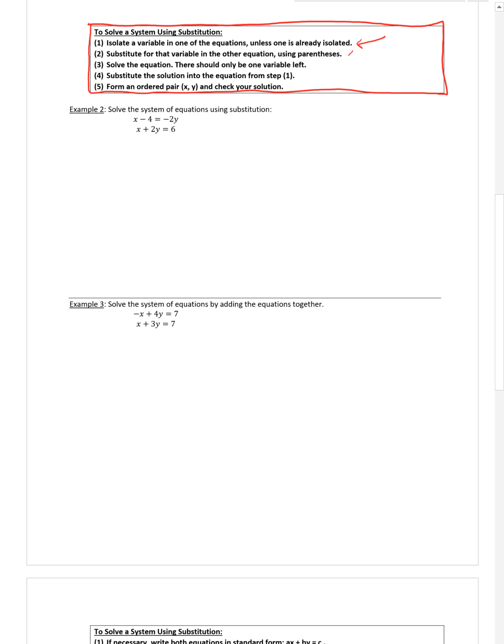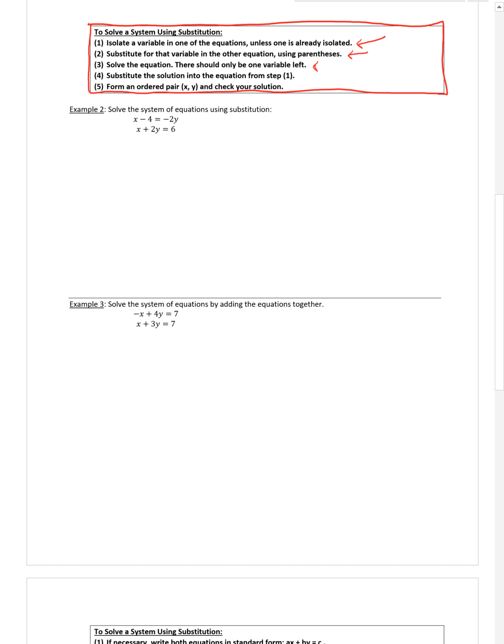And then once you have that, step 2 is you want to substitute for that variable in the other equation using parentheses. So you're going to rewrite the other equation that you haven't looked at yet and substitute into that equation with the expression you found when isolating the variable.